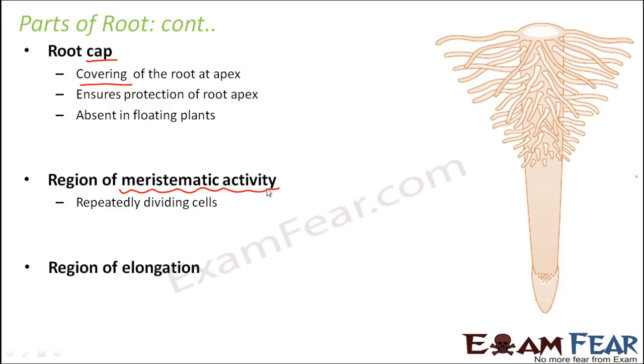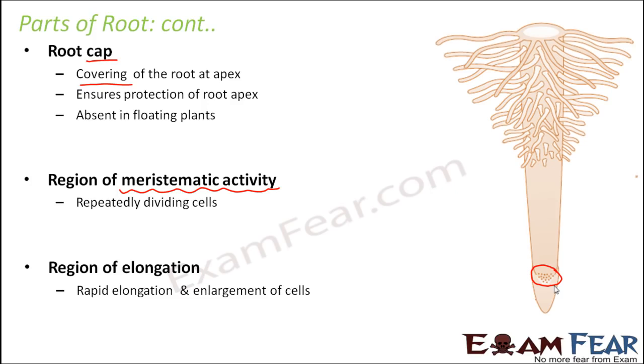The cells in this region are small and thin walled. Since they have thin cell walls, they can easily divide, right? If they had very thick cell walls, they would not be able to divide. So they have very thin walls and dense protoplasm, and they actively keep on dividing to form new cells. That is why, if you look at this region, it is trying to show that cell division. You see small dot-like structures portraying the small cells. Talking about the region of elongation, it is now in the region of meristematic activity, cells are formed.